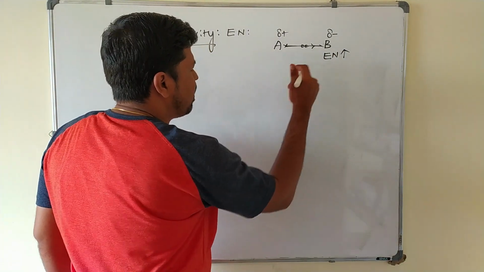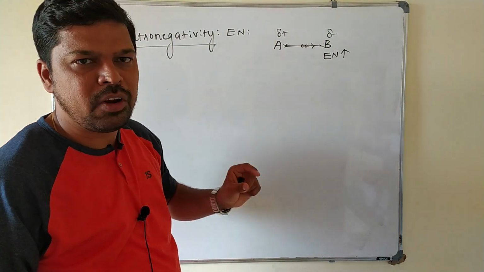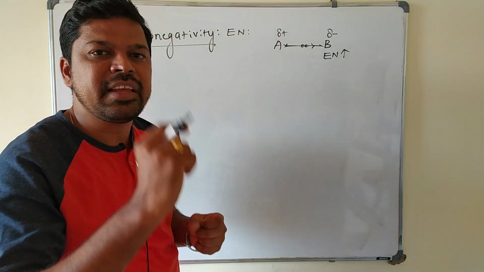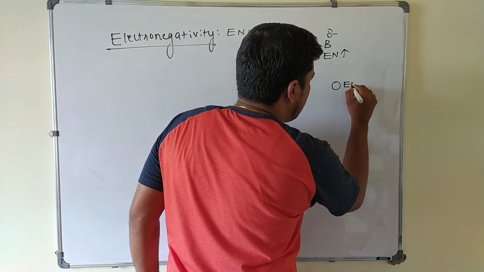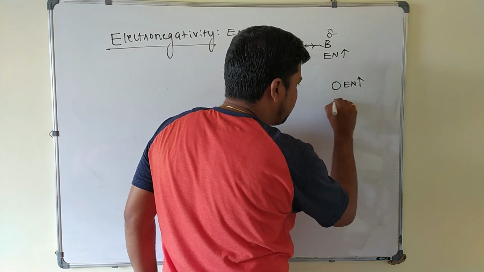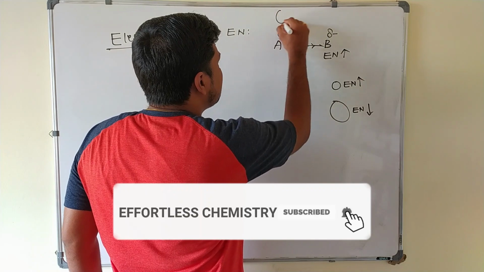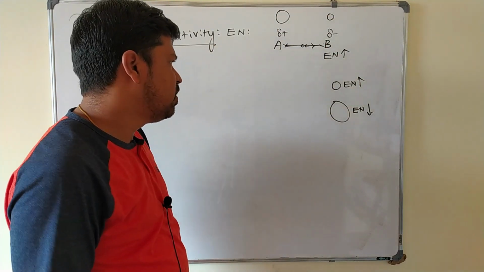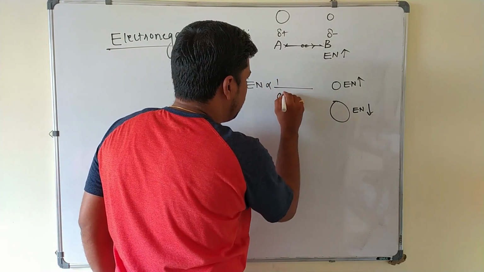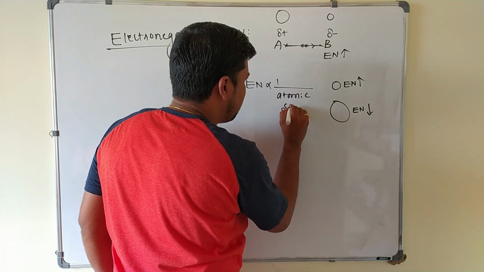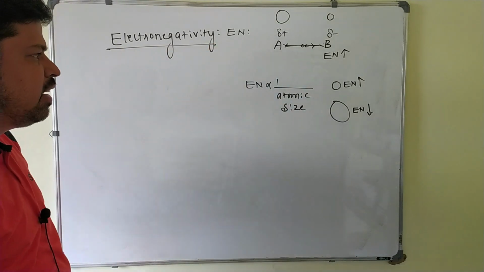Now this electronegativity, the tendency of the atom to attract the bonded pair of electrons towards itself, is maximum in the case of small size atoms. So electronegativity is maximum for small size atoms, and minimum for large size atoms. In this case A is large size and B is small size. So electronegativity is inversely proportional to atomic size.